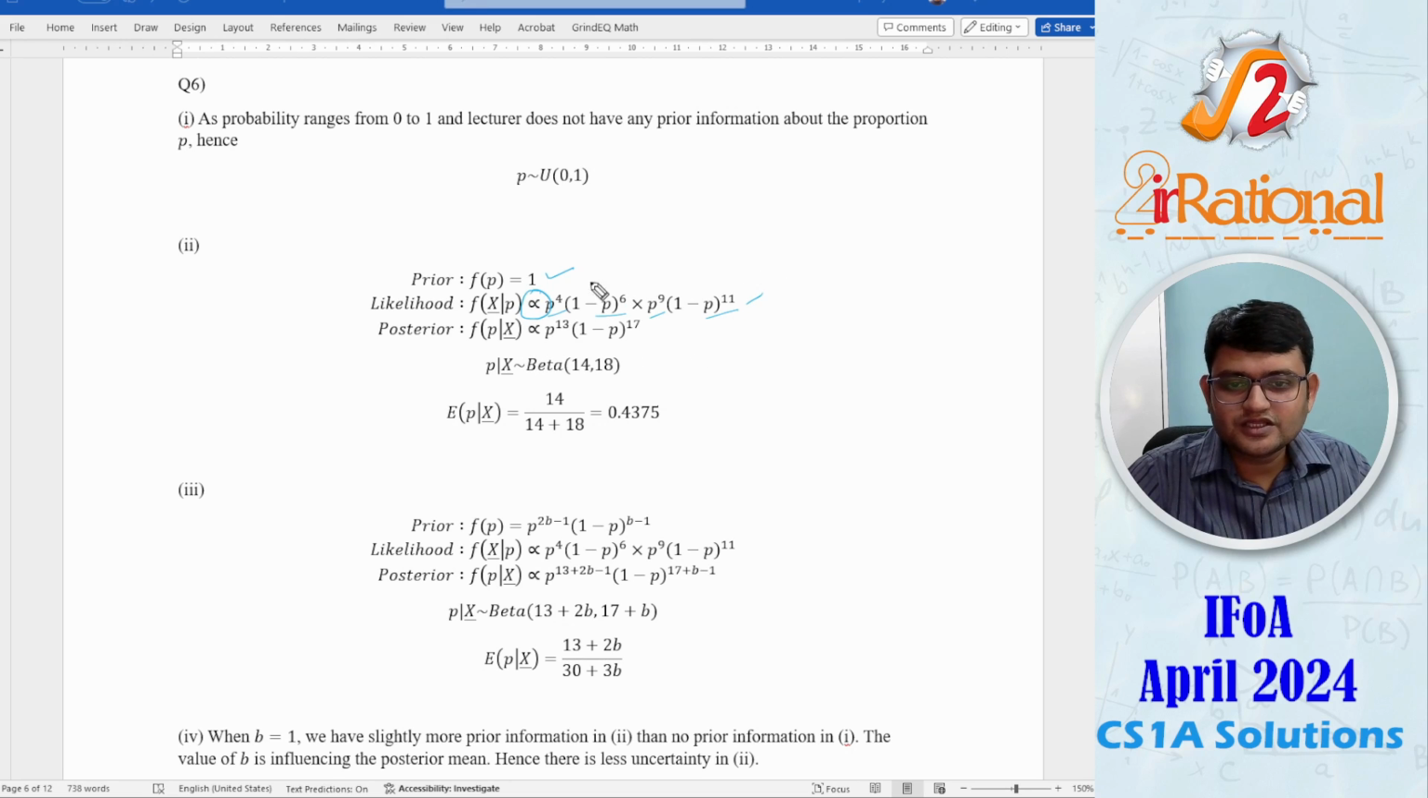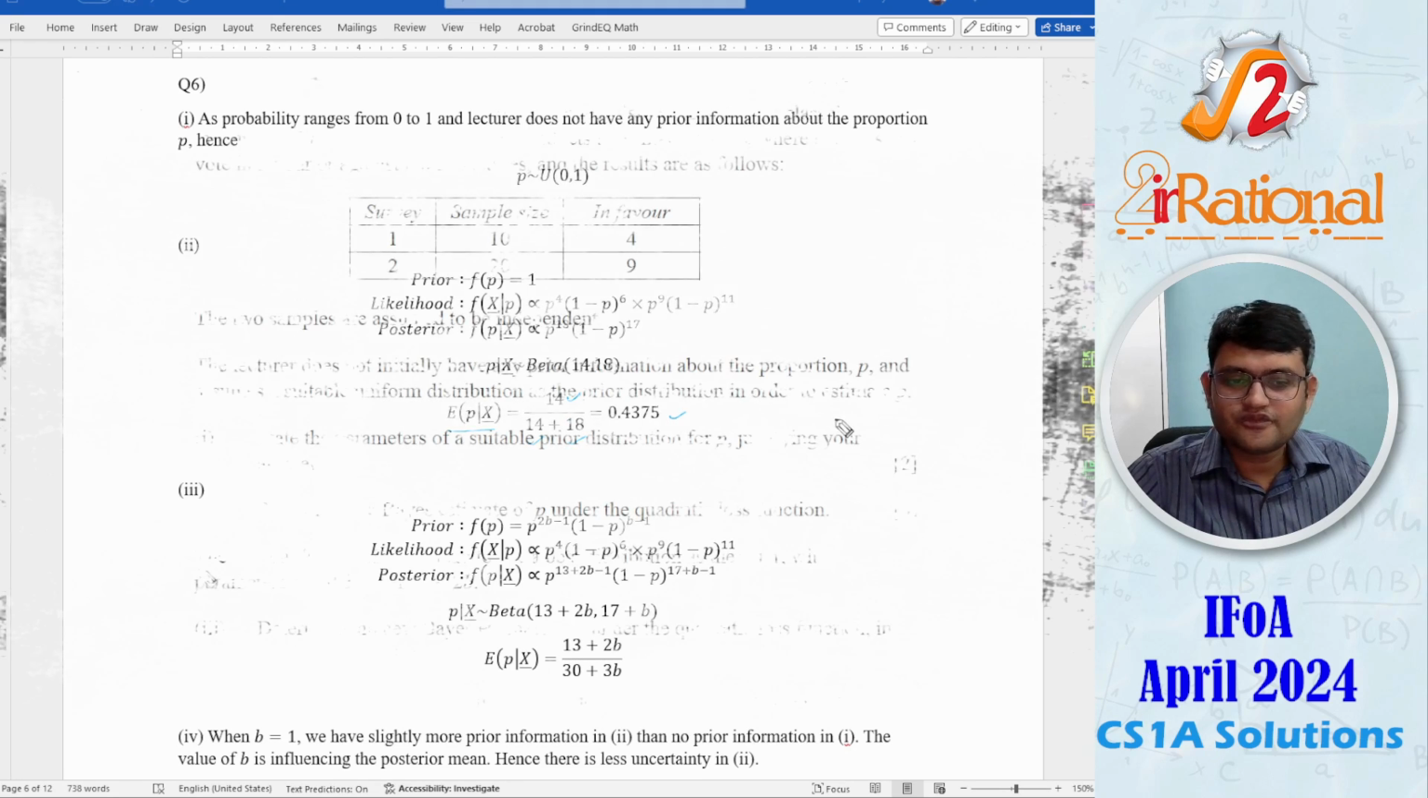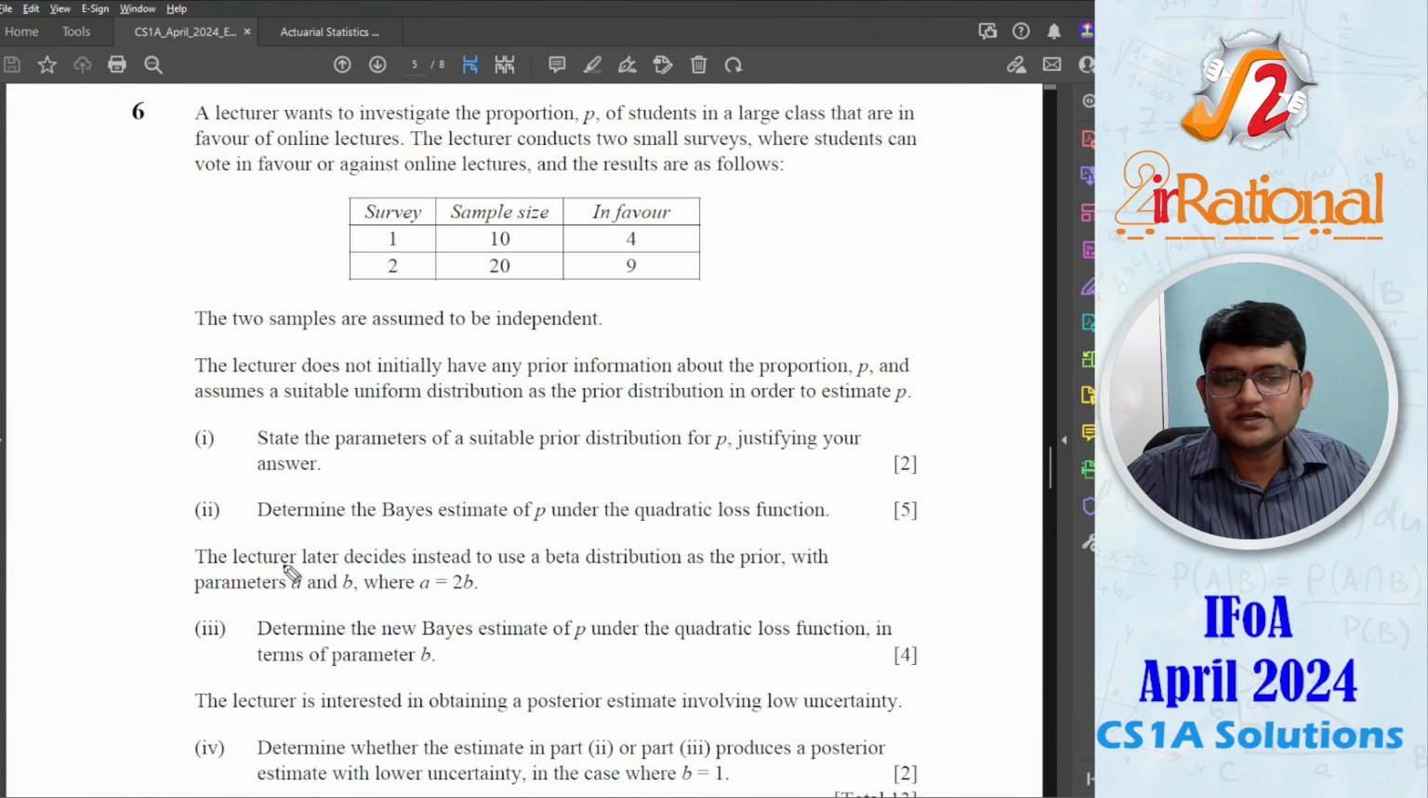So multiplying these two, I will get the posterior. So I get P raised to 13, 1 minus P raised to 17. This is nothing but a beta distribution where this is alpha minus 1, this is beta minus 1. So I get 14, 18. The Bayesian estimate is nothing but the mean of the posterior distribution. So mean will be alpha upon alpha plus beta. That gives me 0.4375.